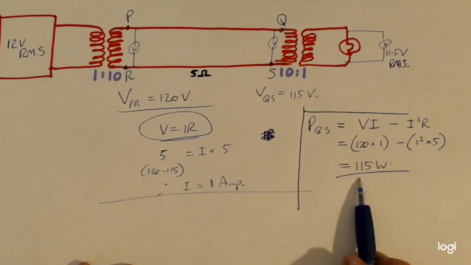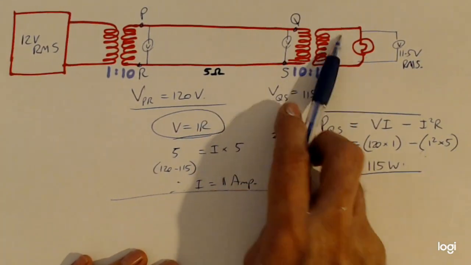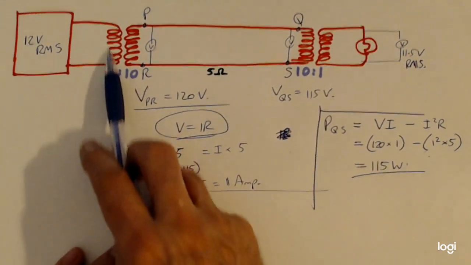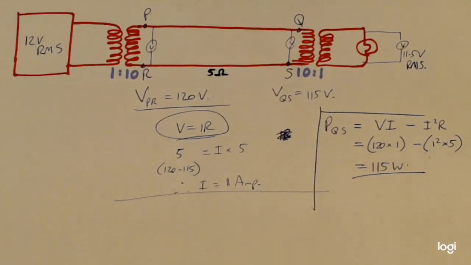So therefore the power across the globe is 115 watts. 115 watts there, 115 watts there. 120 there, 120 there. 5 watts gets lost in transit.